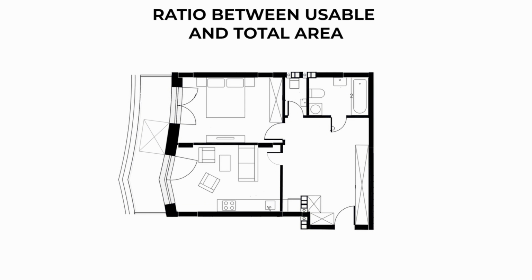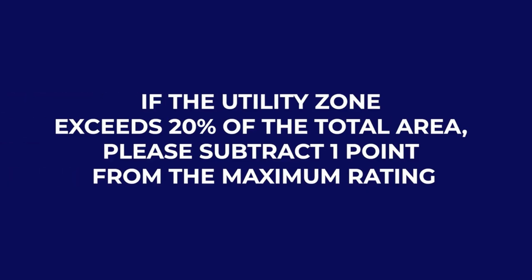The next factor is the ratio between the apartment's usable area and its total area. Transit zones such as corridor, hall spaces, utility spaces should not occupy more than 20% of the total area. If the utility zone exceeds 20% of the total area, subtract 1 point from the maximum rating.